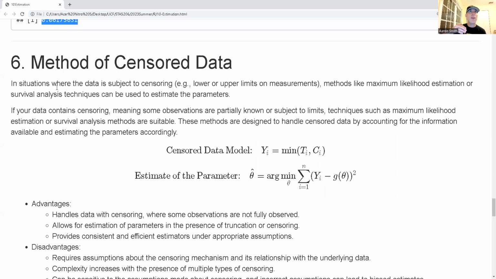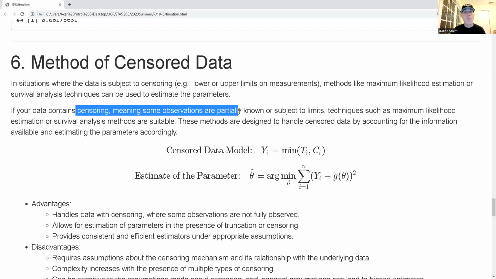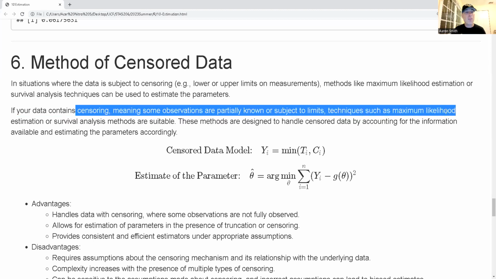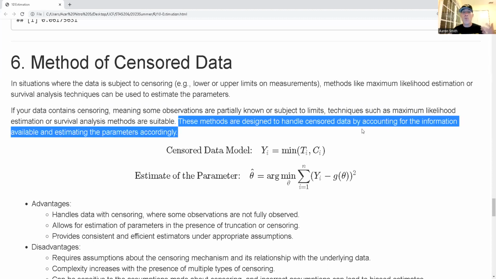So when I know it's greater than or equal to a value, or less than or equal to a known value, that is censored data. So we have lower or upper limits on the measurements. Methods like maximum likelihood estimation or survival analysis techniques can be used to estimate the parameters. If my data contains censoring, meaning some observations are partially known or subject to limits, techniques such as maximum likelihood estimation or survival analysis methods are suitable. These methods are designed to handle censored data by accounting for the information available and estimating the parameters accordingly.